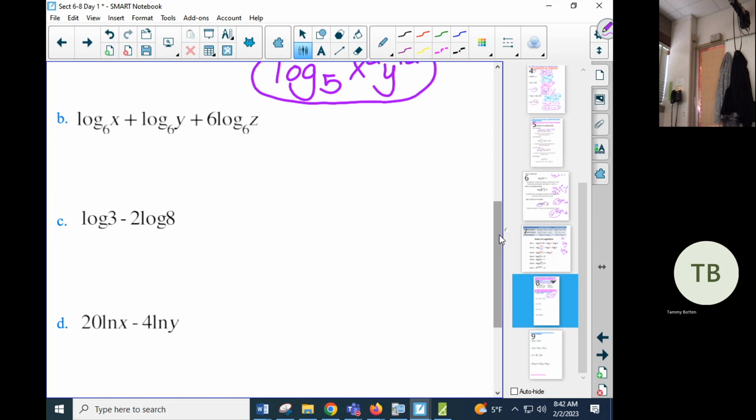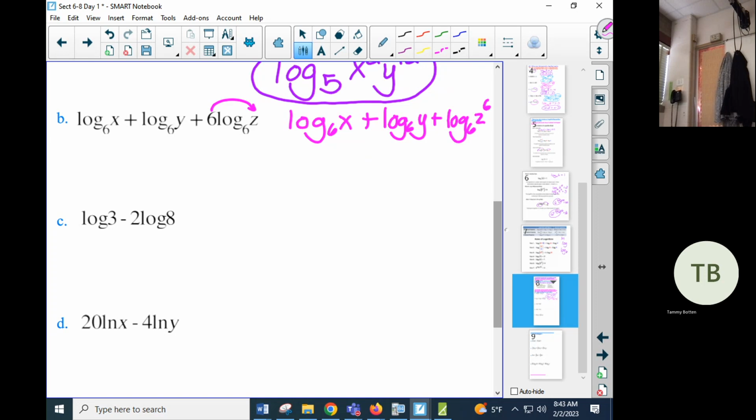Now this one has three parts. This doesn't have a power. That doesn't have a power, but this one does. So I'm going to rewrite this once. Log base 6 of x plus log base 6 of y plus, and again, this one has a power. So I'm going to write log base 6 of z to the 6th power.